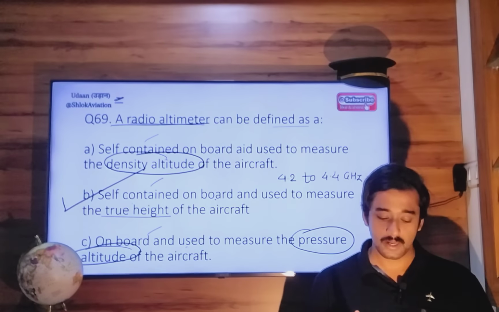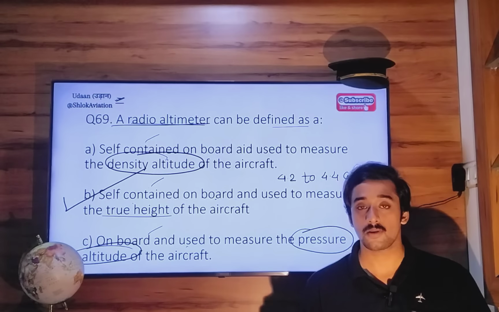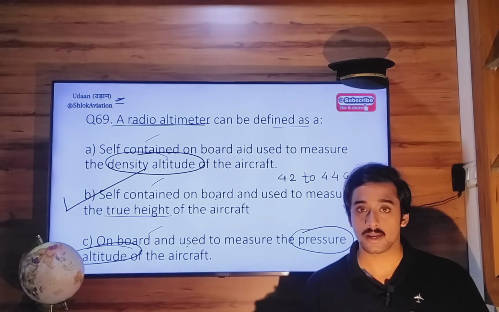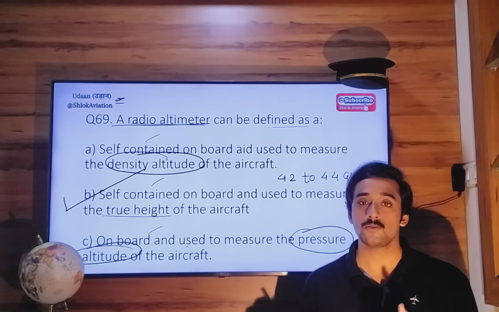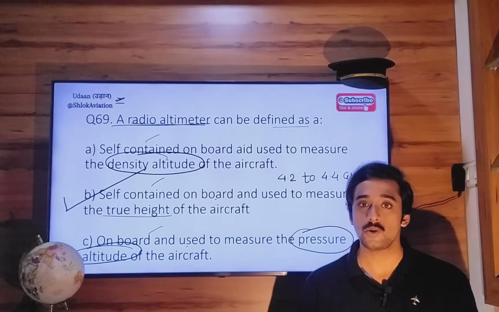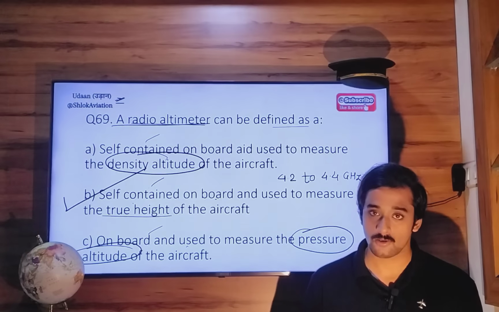Now, a radio altimeter can give you the information of your height above the ground. Similarly, your pressure altimeter, when you put the QFE aerodrome pressure setting in the pressure setting window, can also give you the height information of your aircraft.